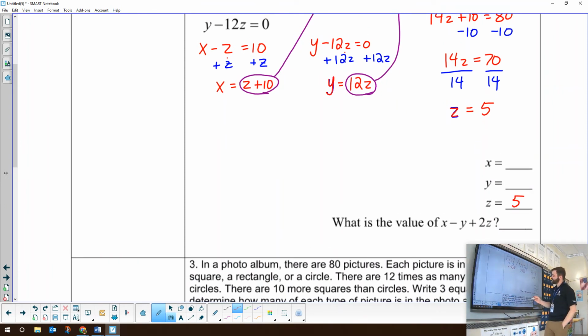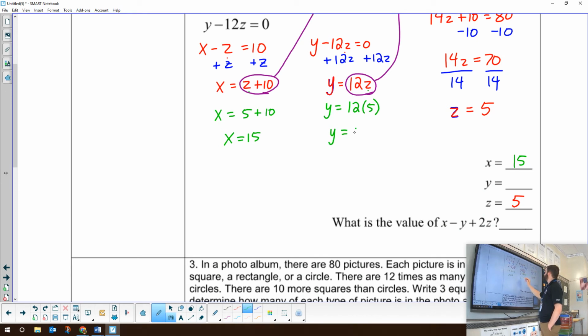Now, if my Z equals 5, I need to plug that Z in here and here to see what my X and Y are. So if I take that Z and plug it in here, we're going to get X equals 5 plus 10. Hey, that's just 15. So X equals 15. And then I can take that 5 and plug it in here too. We'll go 12 times 5. And 12 times 5 is, of course, 60.